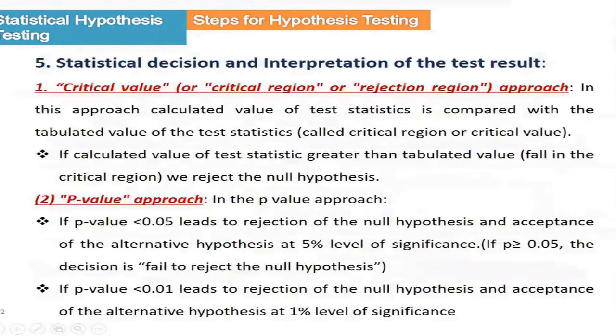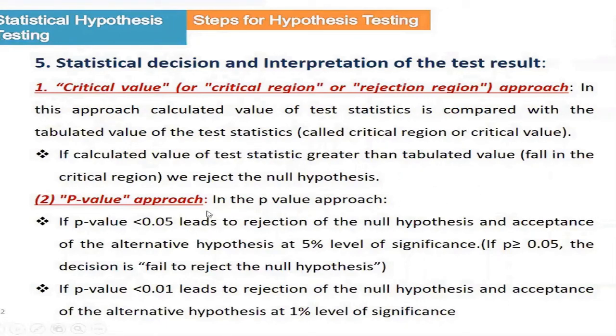And number 5, we have to make the decision. If we use the critical region, that is, we have found from the tabulated value. That is, if the test statistic is greater than the tabulated value, that is, it falls in the critical region, we have to reject the null hypothesis. So one approach is the calculated value of test statistics is more than the tabulated value. That is, it falls in the critical region, you have to reject the null hypothesis. And the p-value is more straightforward.